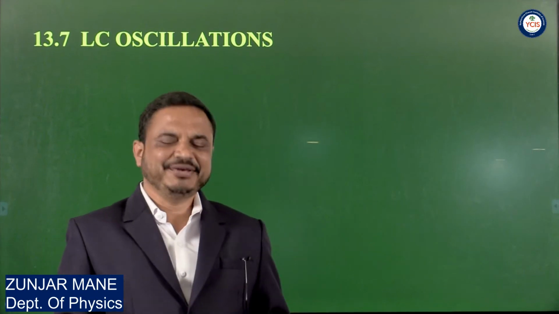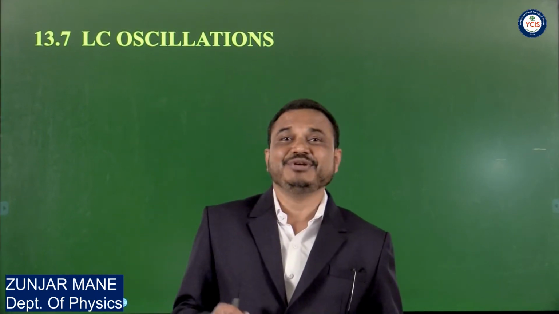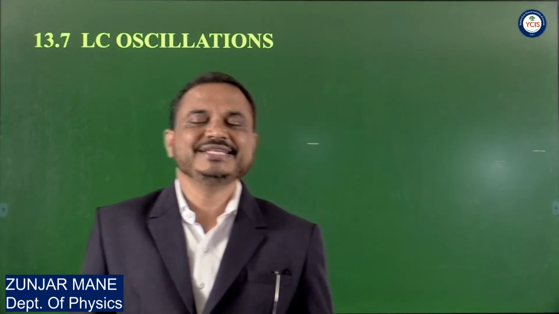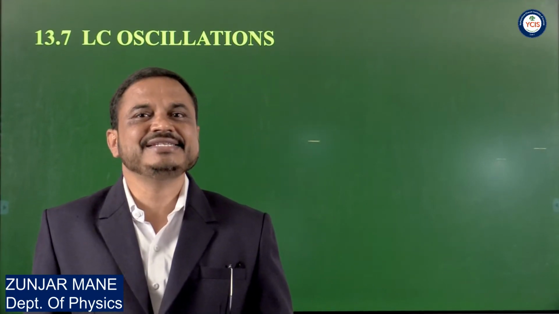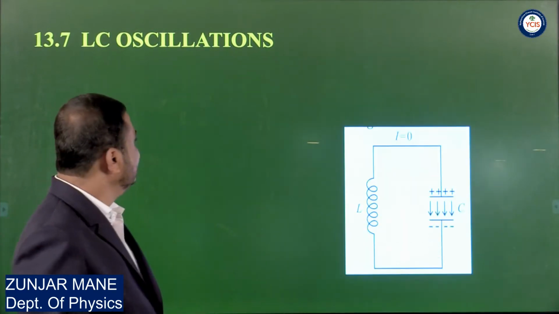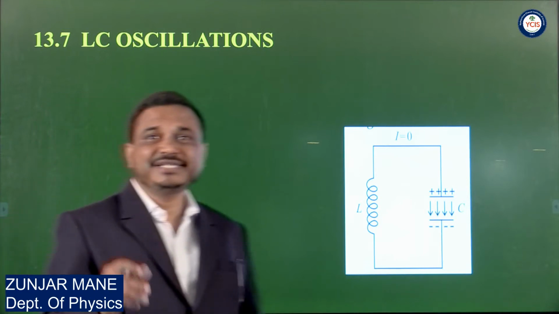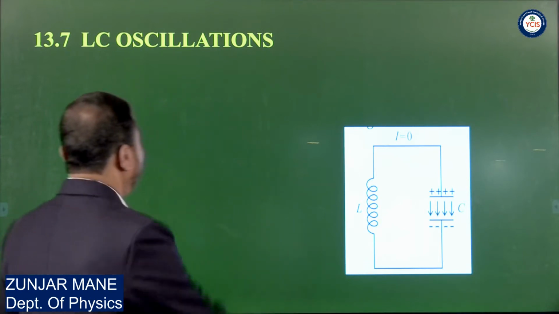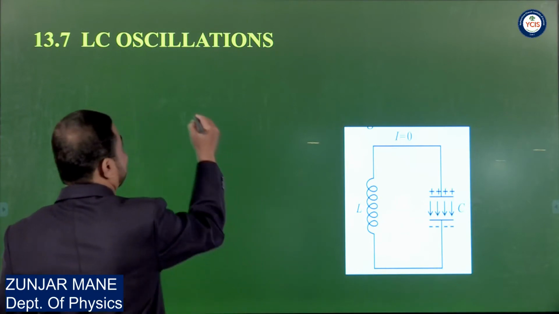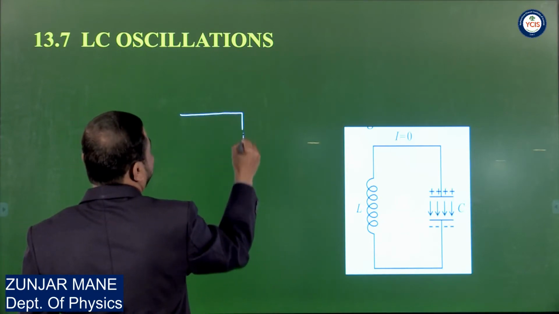Students, in the previous lecture we saw the concept of impedance and phase angle phi. Now the next article is LC oscillations. When a capacitor is connected to an AC circuit, the capacitor gets fully charged. So take a fully charged capacitor.